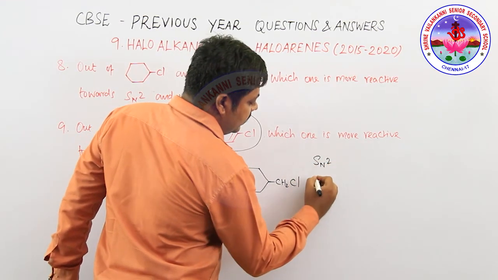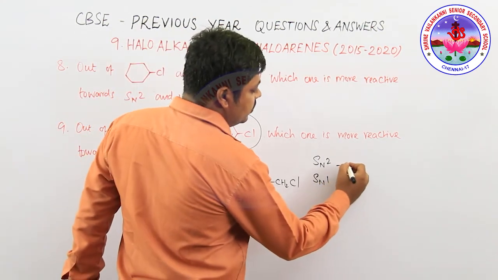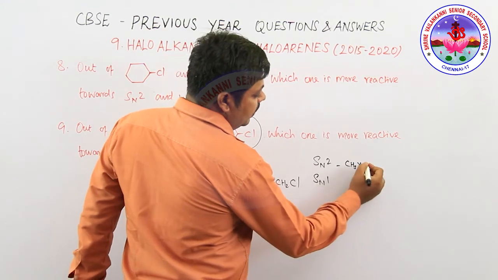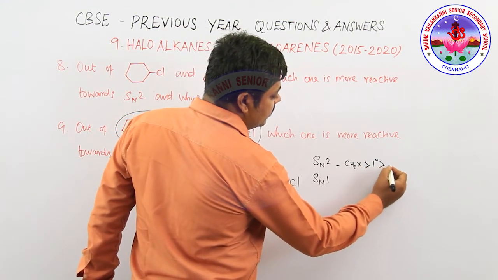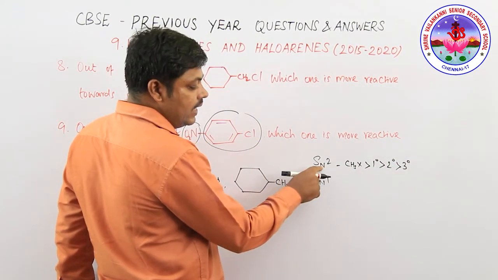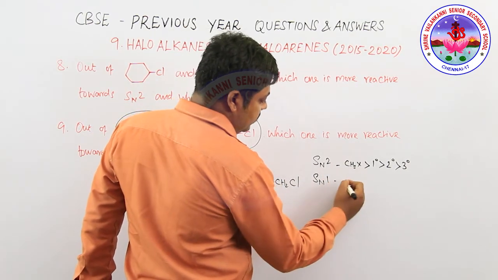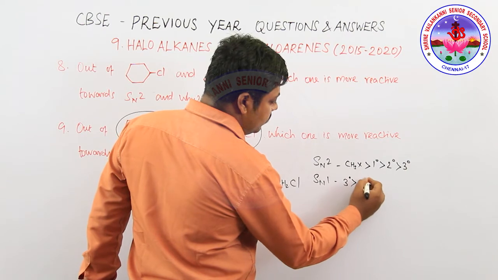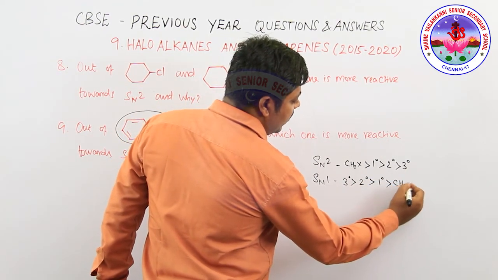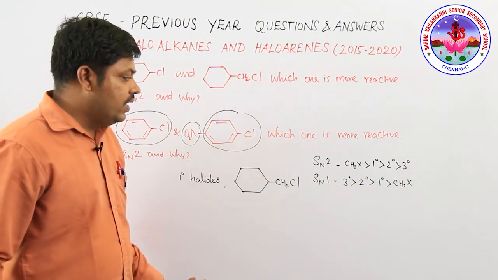For the SN2 and SN1 reactions, the order of reactivity: usually the methyl halide is more reactive than primary halide, then secondary halide, then tertiary halide. This is the order of reactivity for the SN2 reaction. And SN1 is just vice versa, that is opposite. Tertiary is more reactive than secondary, is more reactive than primary, is more reactive than the methyl halide, simply alkyl halide. Okay, so this is the order of reactivity.